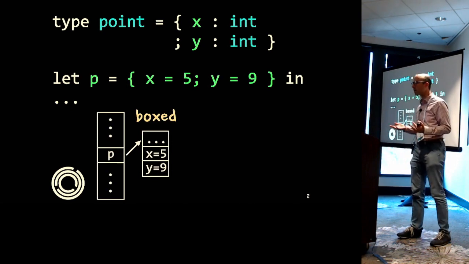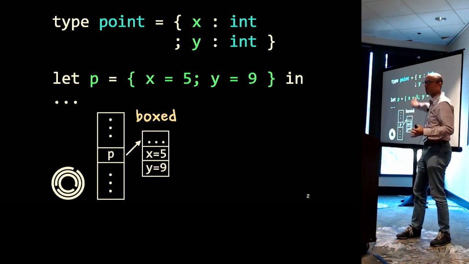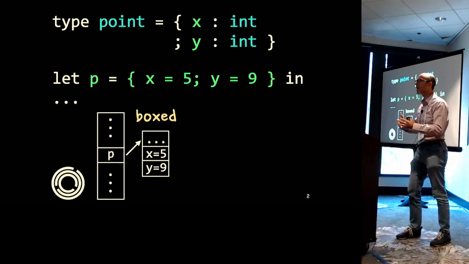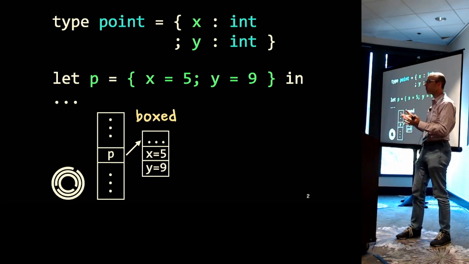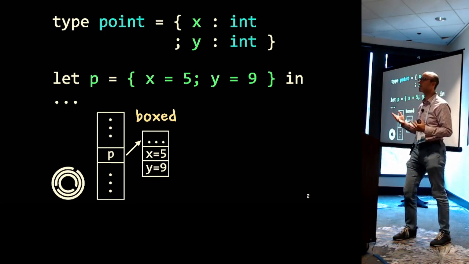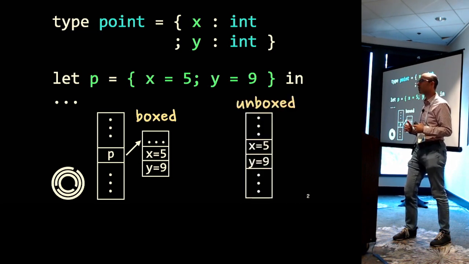So here I'm representing this column on the left could be our call stack. And so we have a bunch of local variables in this stack, and we'll have a local variable p, which will point to a heap-allocated object, which will have a little header, that's those three dots at the top, as well as slots for x and for y. An unboxed version of this would look like this.